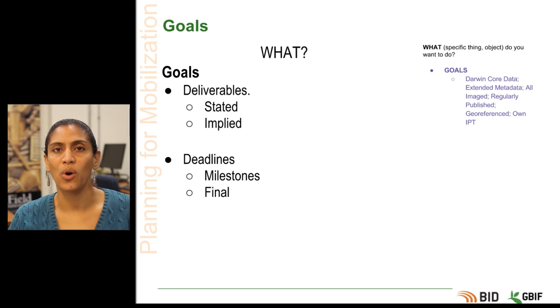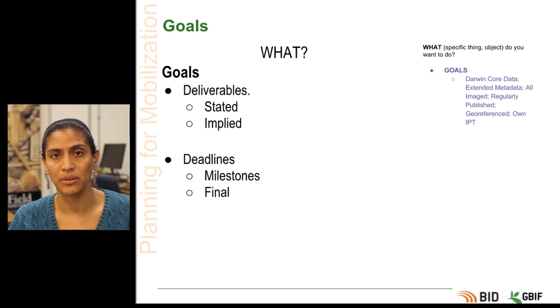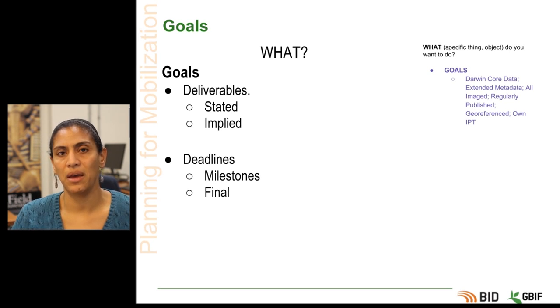Goals represent the what of your project. These are the stated and implied deliverables. Remember that other stakeholders may also have competing goals. For ease of planning, these goals should be simply stated and articulated and combined with deadlines which meet the funded proposal. Goals should be SMART. They should be specific, measurable, attainable, relevant, and time-bound.